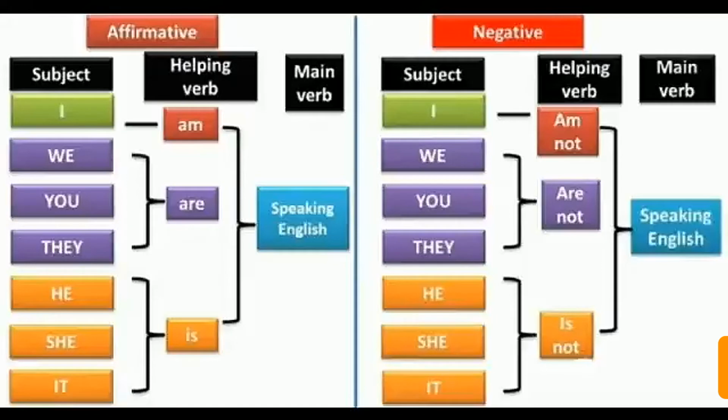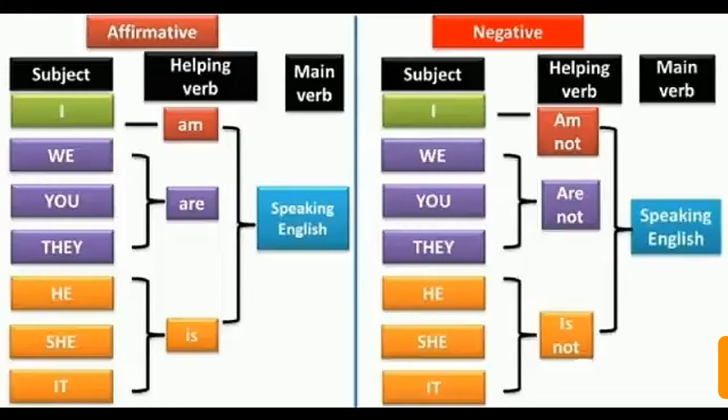In negative sentences, the helping verb will remain the same, but not will come along with the helping verb. Suppose, along with I, am and not plus main verb plus ing. In the same manner, with we, you, they, we will use are with them and not to make it negative, and then the main verb.